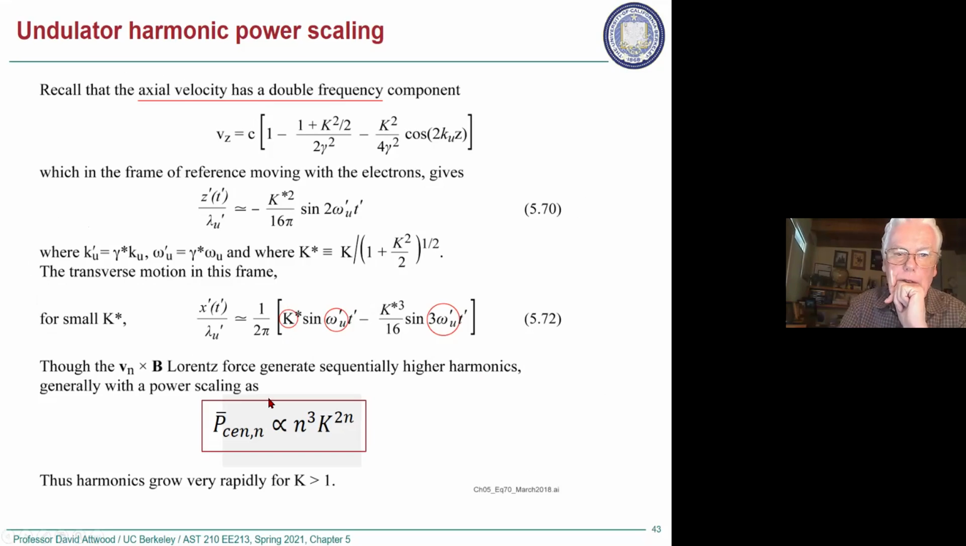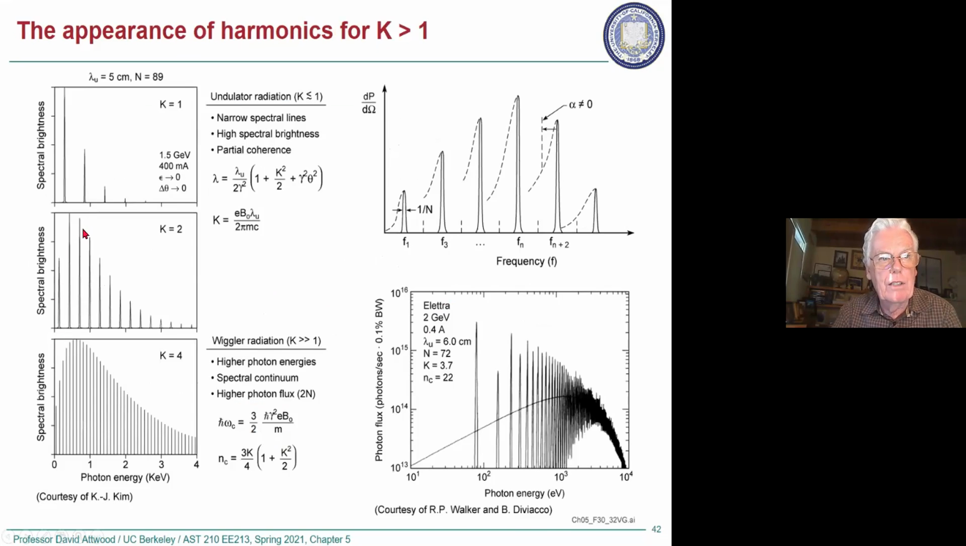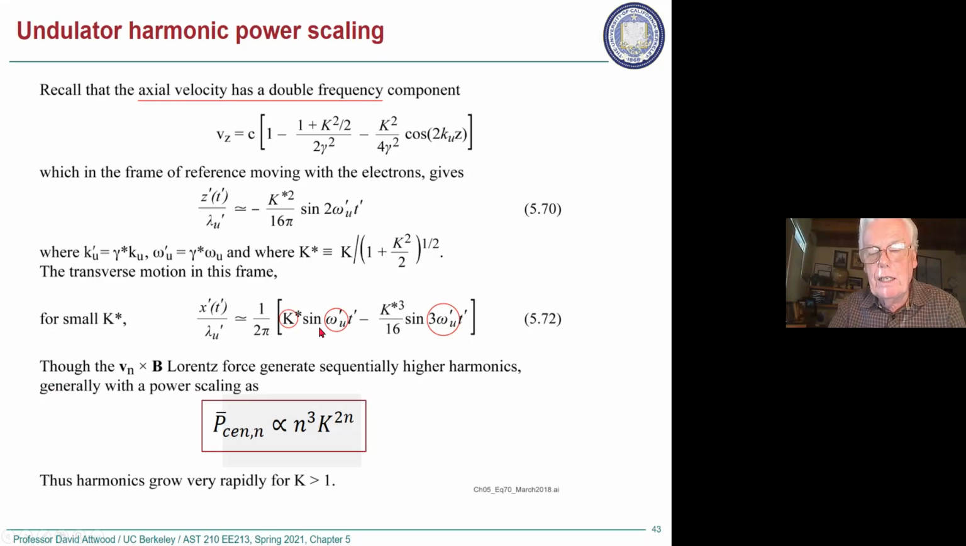And in general, we'll find that the power in these different harmonics here, you notice they're increasing here and then they fall off. If you're interested in this, just read that section in the book, but the power in the central cone for some harmonic n goes as k to the 2n. So if k is getting up above 1, even 1.5 or 2, this is a really strong component for different harmonics, okay? So the harmonics grow very rapidly for k greater than 1.